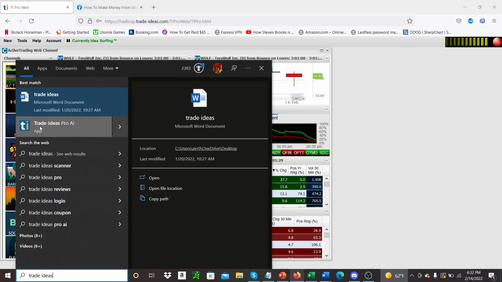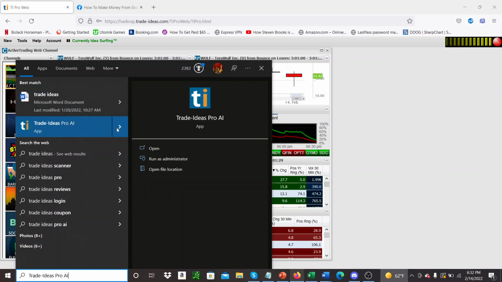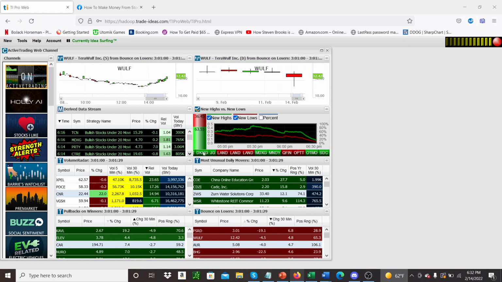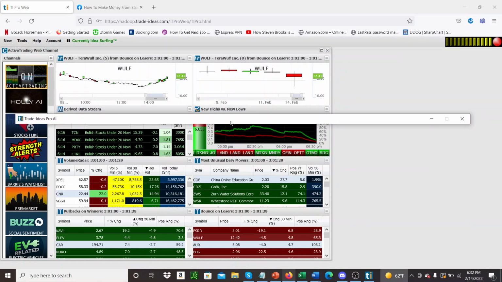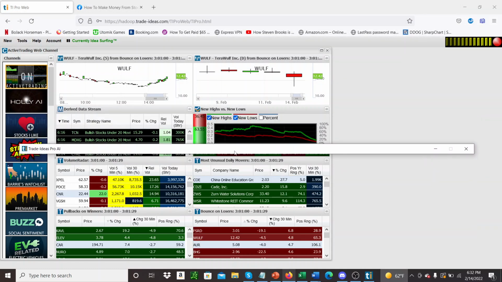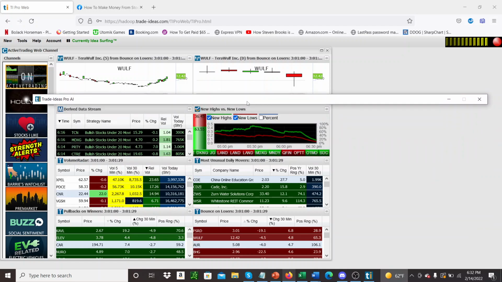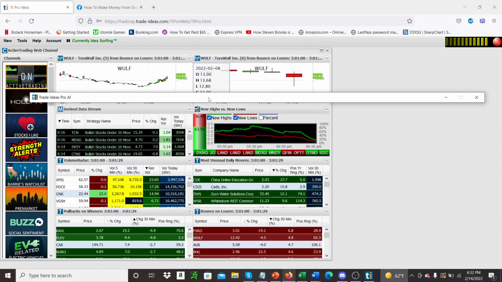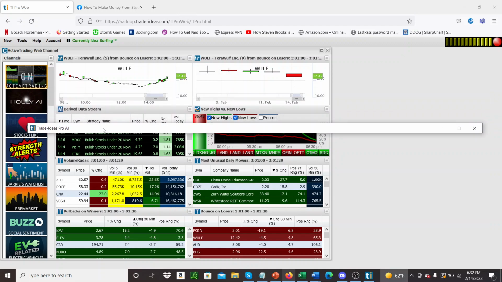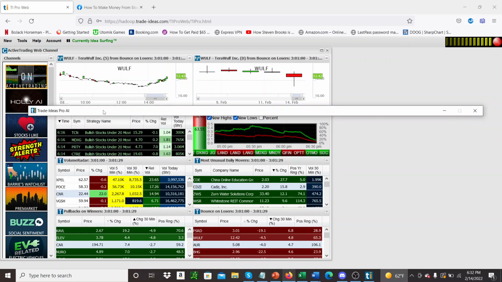You can see it here, Trade Ideas Pro AI. I downloaded it and everything, and I try and open it. What happens is this comes up like you'd expect, and then this bar appears, and that's it. So what you're seeing in the background isn't anything to do with the app. It's actually the web platform. This bar is supposed to be the thing that has all this stuff for Trade Ideas on it, and for me it just won't work. And I've tried uninstalling it, reinstalling it, still doesn't work.